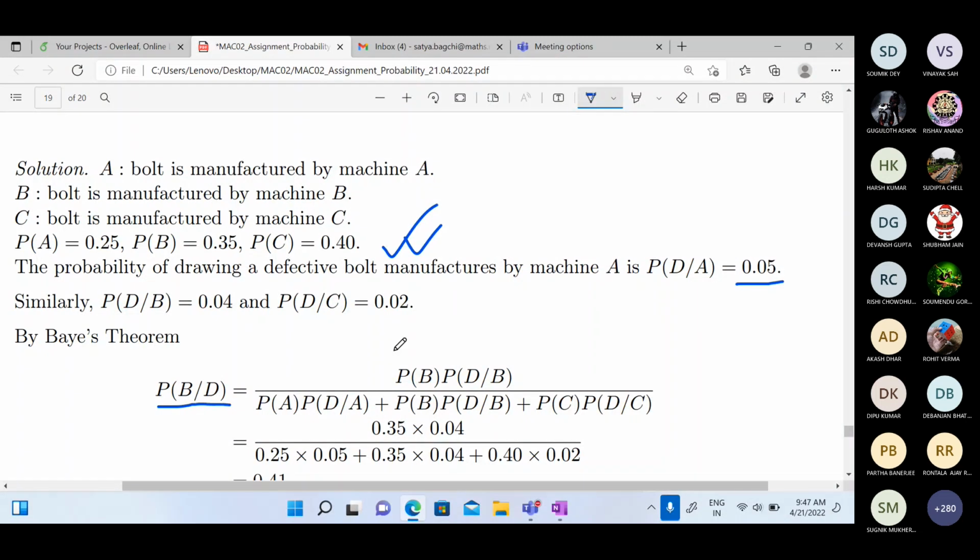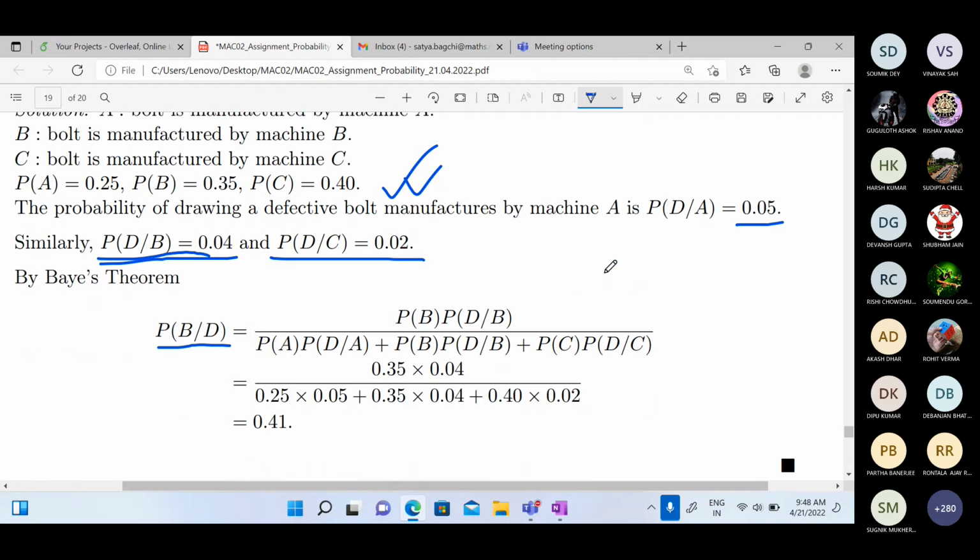D means defective. For B chosen, the probability of defective ones is 0.04. And similarly the probability of defective for machine C. These results are all already given. Now we only need to apply the Bayes theorem.